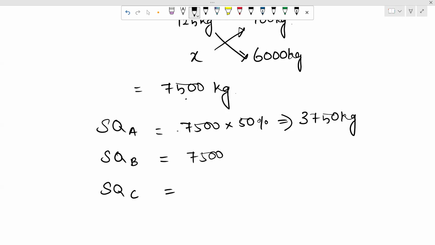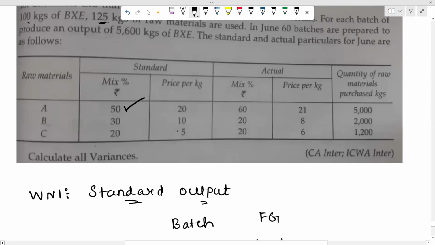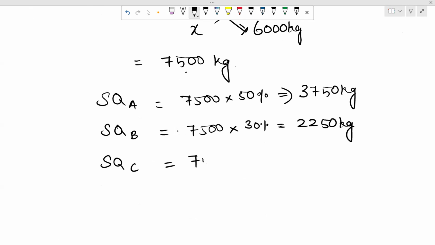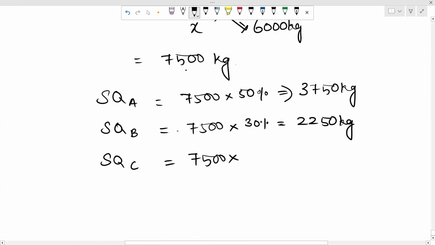Then standard quantity of B will be 7500 into the standard mix of B, which is given as 30%. So 7500 into 30%, we get 2250 kg. And same, 7500 into standard mix of raw material C is 20%. So 7500 into 20%, we get 1500 kg. So these are all the standard quantities of raw material A, B, and C respectively.